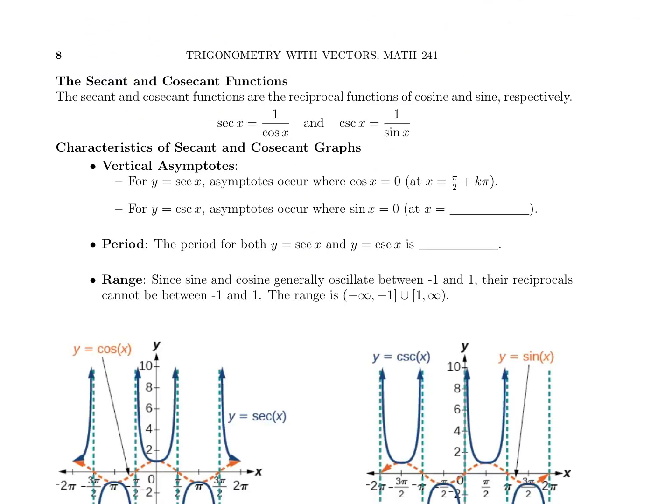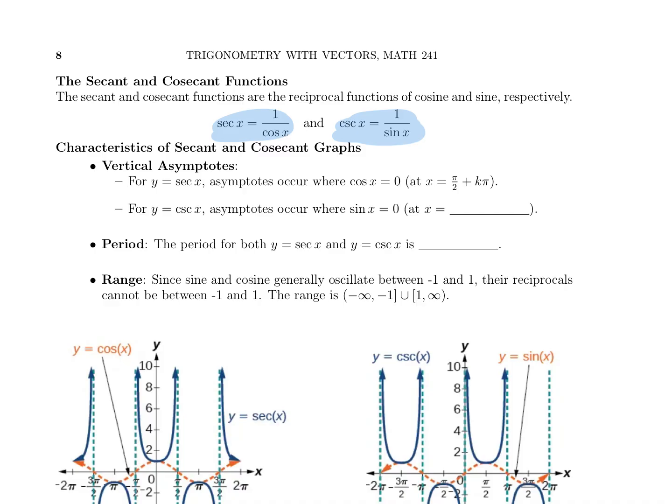Okay, so the next page is going to talk about secant and cosecant functions. As you can see, secant is defined as 1 over cos, and cosecant is defined as 1 over sine. So we're going to graph the reciprocal functions. For secant, asymptotes occur where cosine is equal to 0, which is every multiple of pi over 2.